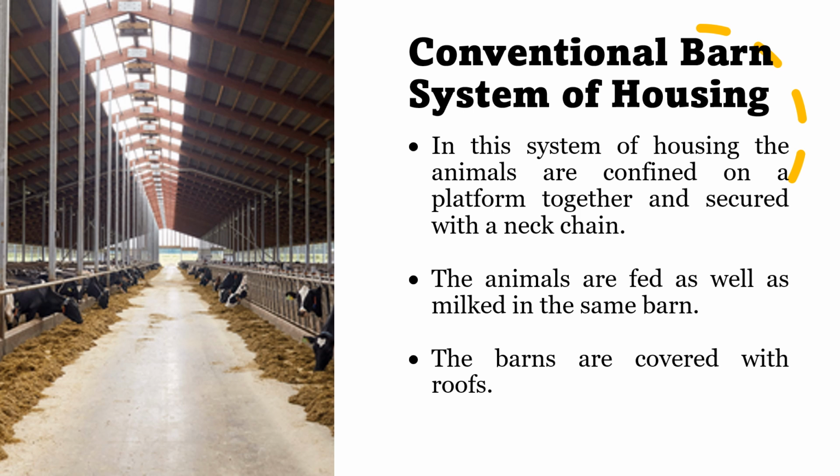The conventional barns are costly and are becoming less popular day by day. Animals are well protected from adverse climatic conditions in this system of housing. This system of housing is also called stanchion barn. In this picture, we can see the animals are tied with chains and they are fed in the mangers.